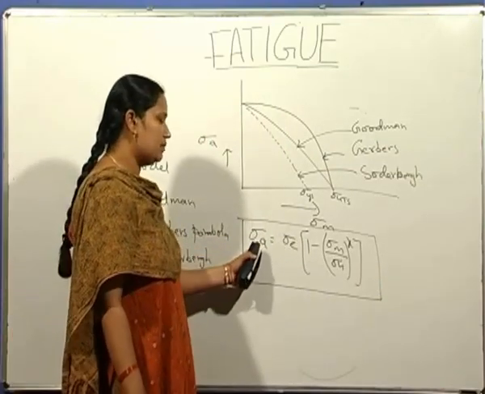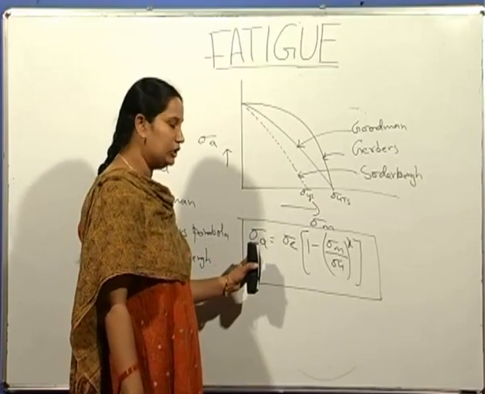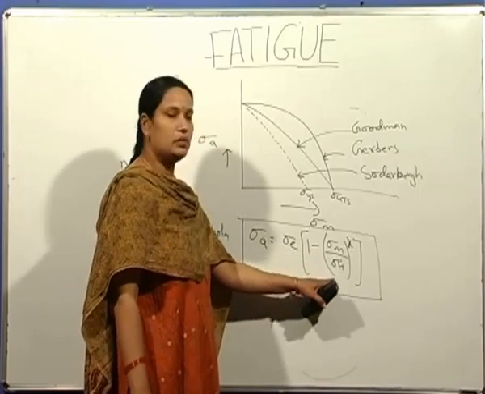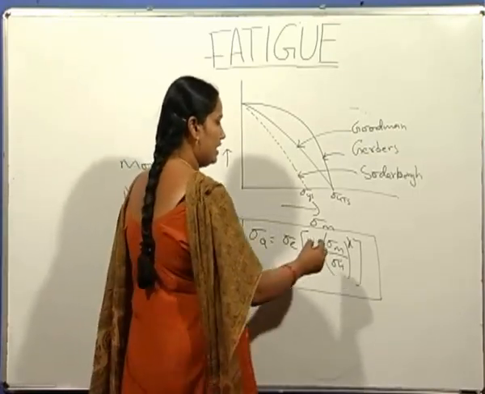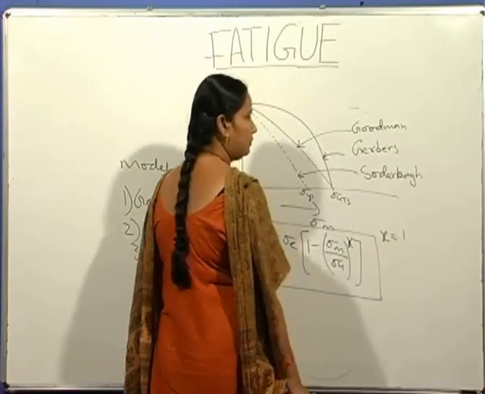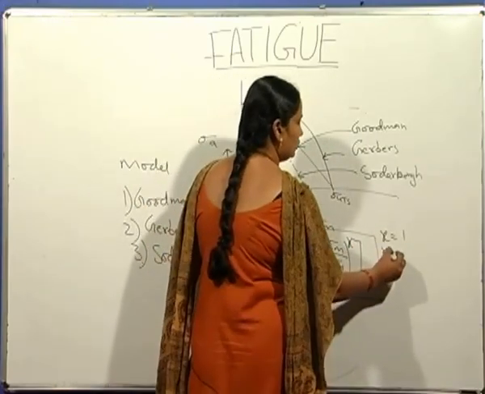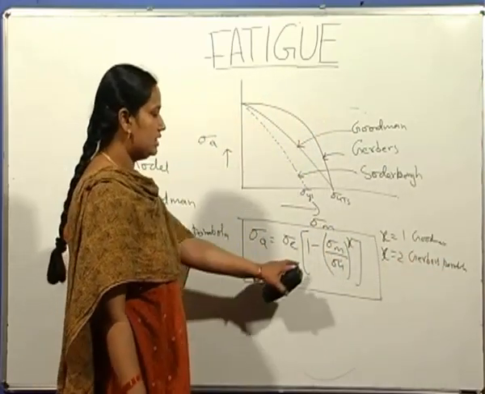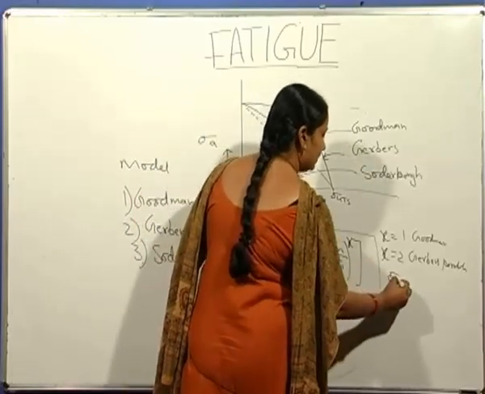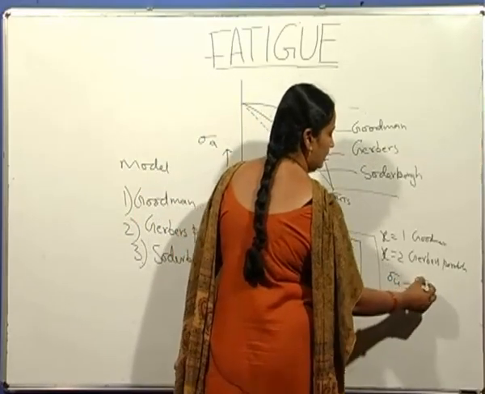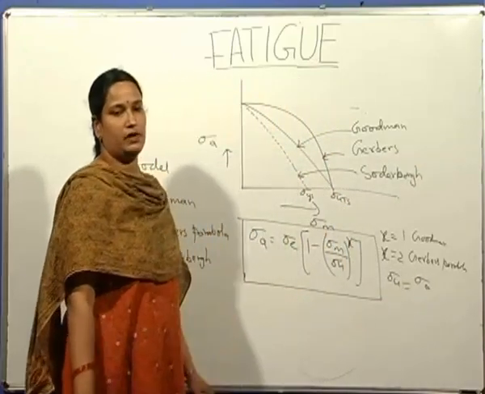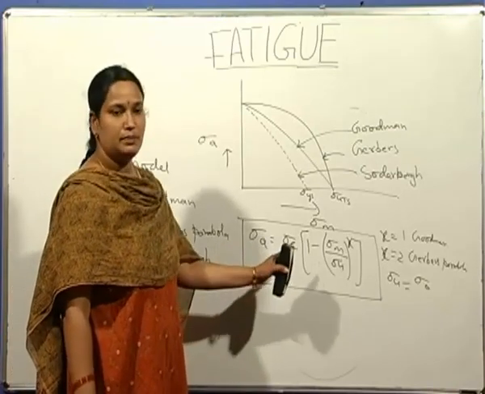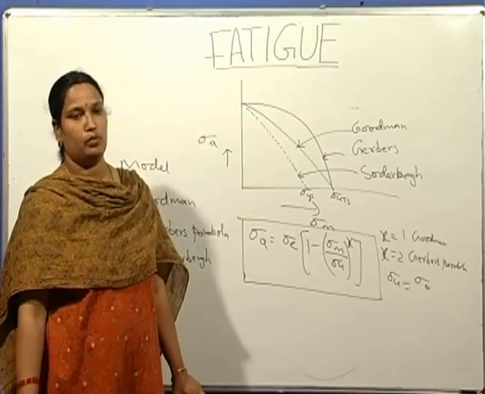where sigma a is the alternating stress or stress amplitude, sigma e is the fatigue limit, sigma m is the mean stress, sigma u stands for ultimate tensile strength, and x is equal to 1 for Goodman and x is equal to 2 for Gerber's parabola. For the case of Soderberg, sigma u, the ultimate tensile strength, is replaced by yield strength. If yield strength is used instead of ultimate tensile strength, then it gives the relationship for alternating stress and mean stress for the case of Soderberg's model.